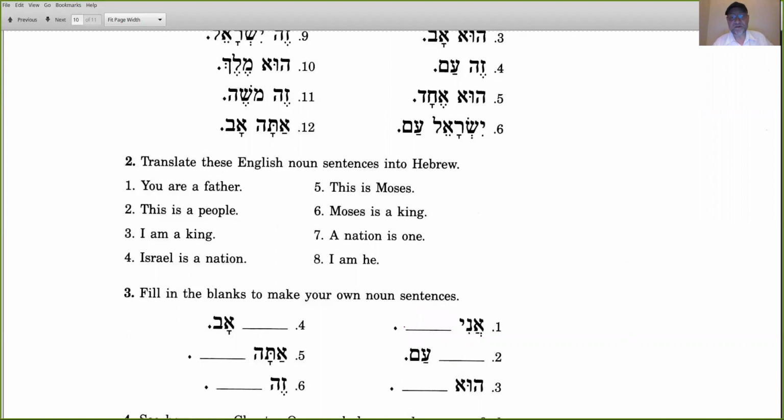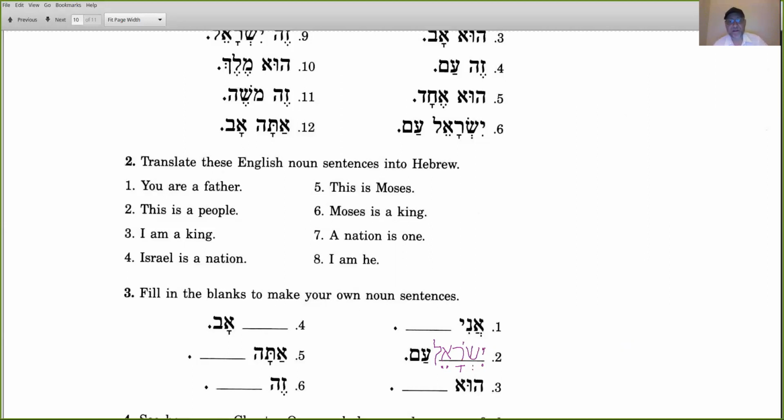Okay. Number 2, blank means nation or people. The only one that seems to work is Yisrael. Okay, Yisrael, Israel is a people.